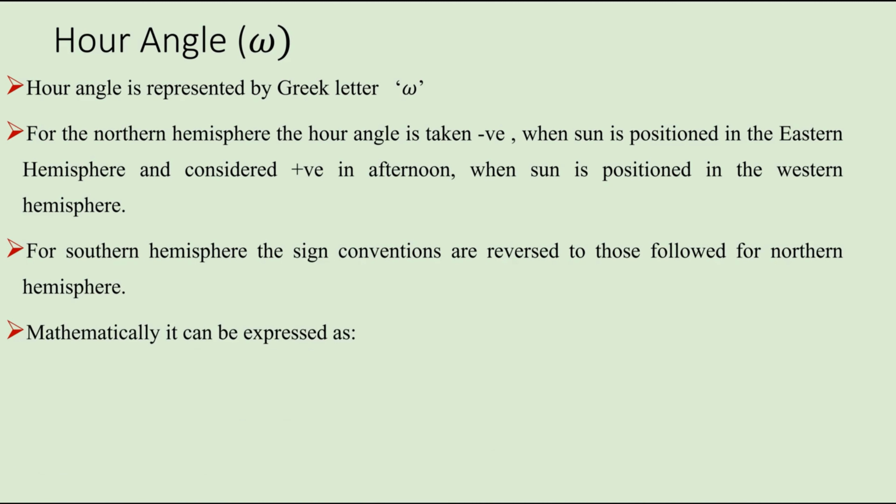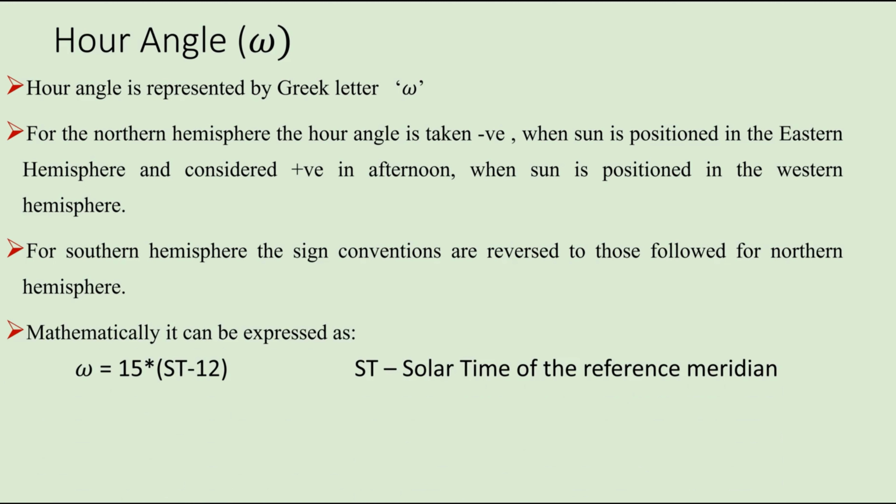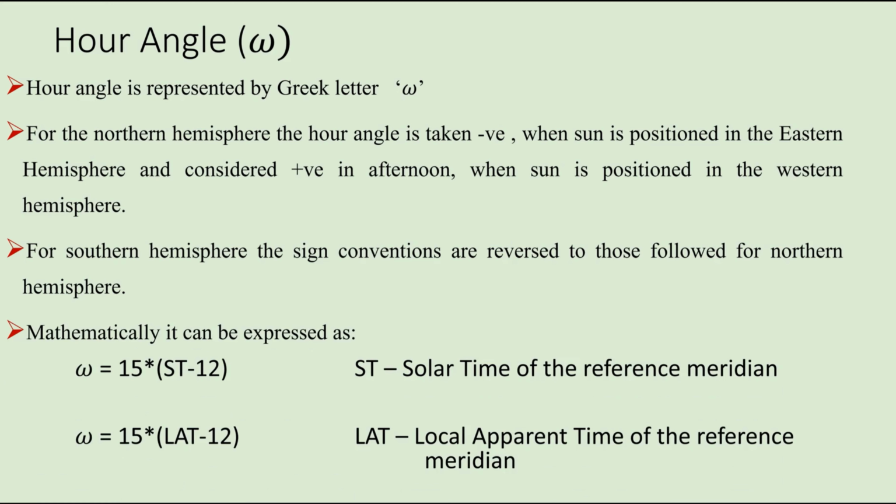Mathematically, it can be expressed as omega equals 15 times (ST minus 12), or another equation by which the R angle can be represented is 15 times (LAT minus 12), where ST is the solar time of the reference meridian and LAT is the local apparent time of the reference meridian. However, the terms solar time and local apparent time have one and the same meaning, just the names are different. But solar time or local apparent time doesn't mean your clock time at the standard meridian. The clock time at the standard meridian is based on mean solar time.